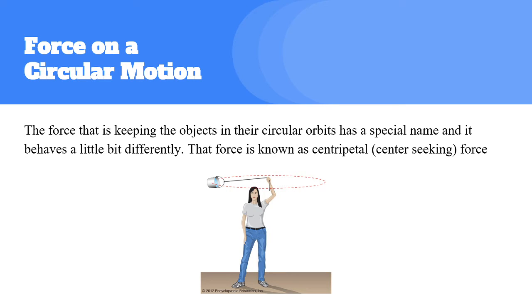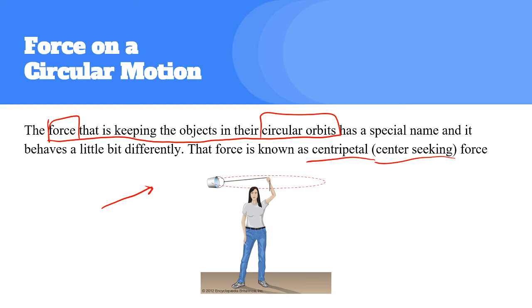Alright, so force on a circular motion. The force that is keeping the object in its circular orbit has a special name, and that name is centripetal. Centripetal means center seeking. We're going to be digging into that definition in much more detail, but we need to know this first. In a circular path, we have a force that is keeping objects in their circular orbit.